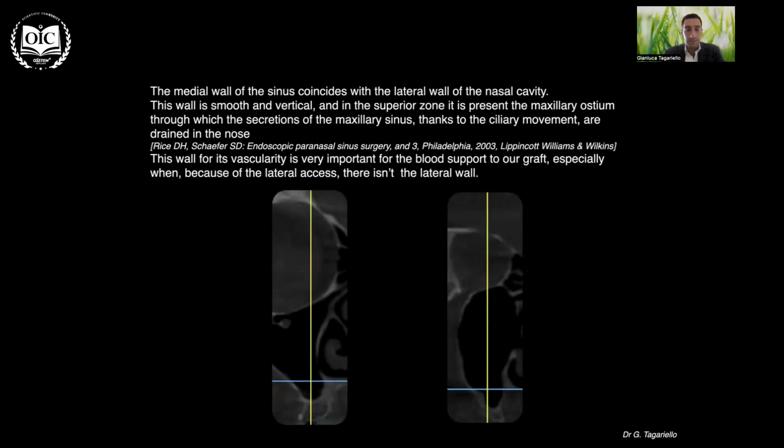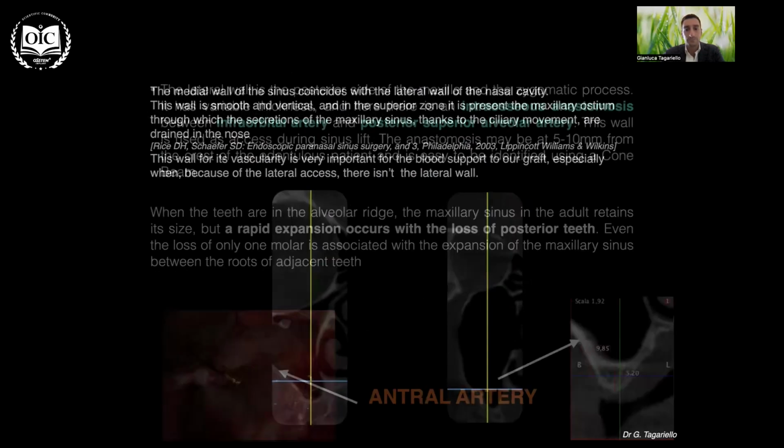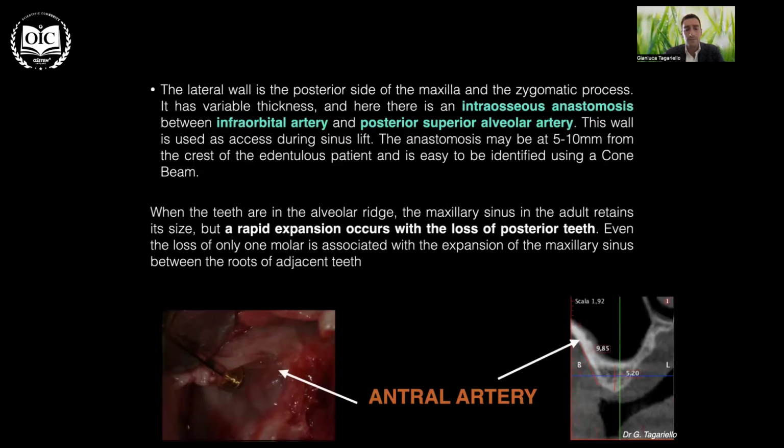The medial wall of the sinus coincides with the lateral wall of the nasal cavity. The wall is smooth and vertical, and in the superior zone is present the ostium of the maxillary sinus, the Highmore ostium. Thanks to the ciliary movement, secretions are drained into the nose. The lateral wall is characterized by the presence of the antral artery. And this is the antral artery. We can see it during surgery, but we can know its position using the cone beam.